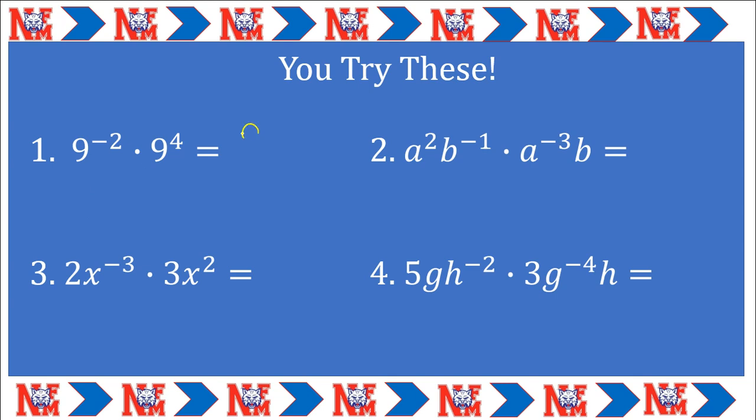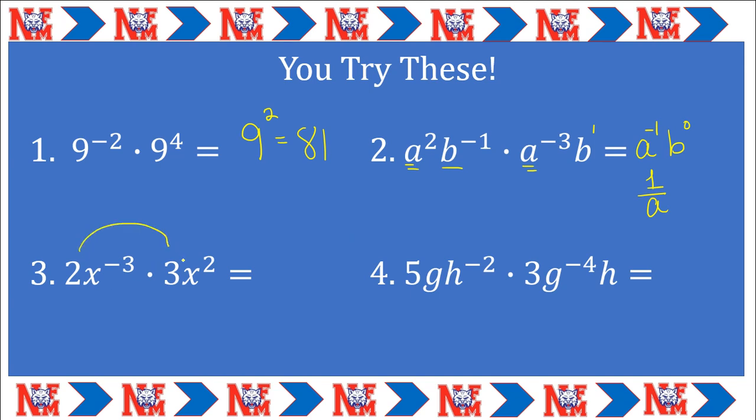Okay, number 1, we have like bases, so we're going to have 9 squared. If we went ahead and evaluate 81, that's fine. Number 2, we have a squared times a to the negative 3. That gives us a to the negative 1. Then we have b to the negative 1 and b to the positive 1. We have b to the 0. We're going to reciprocate the a and bring it to the denominator. B to the 0 is 1, and we need that 1 for our numerator.